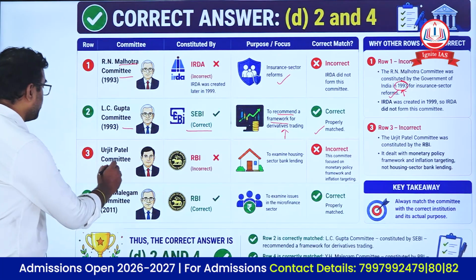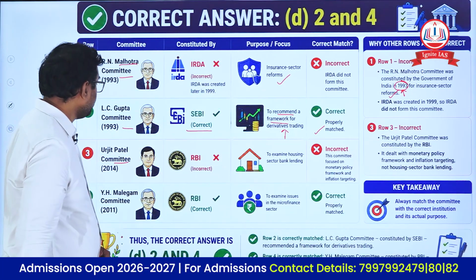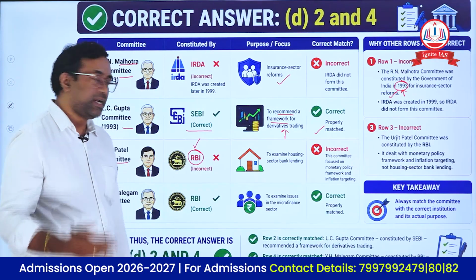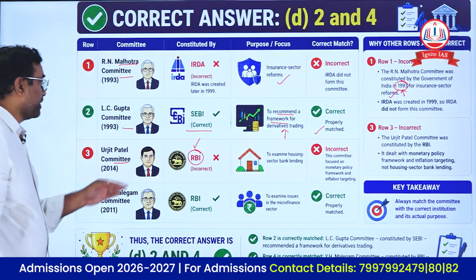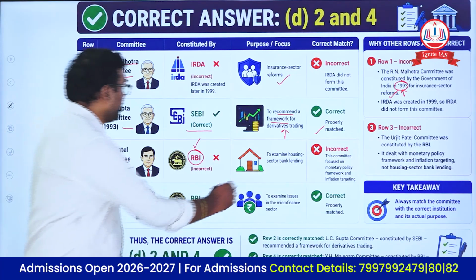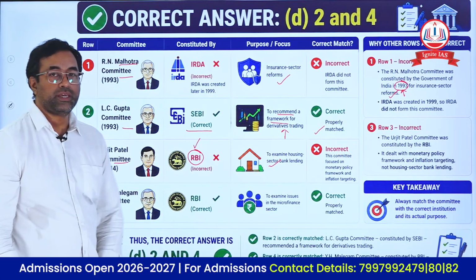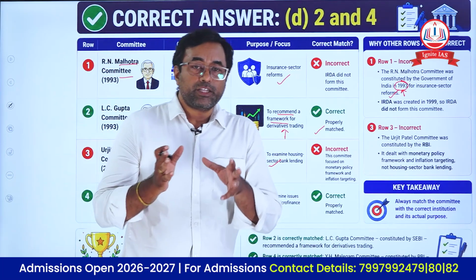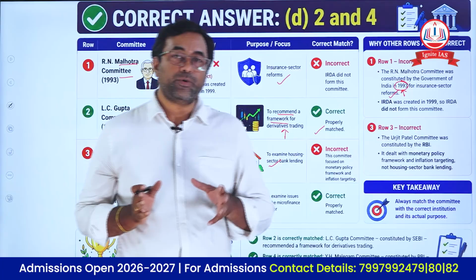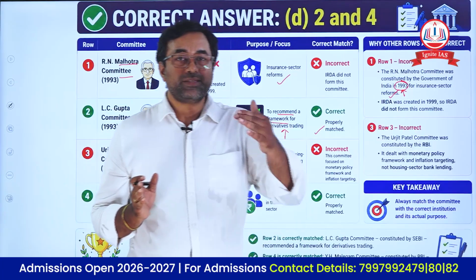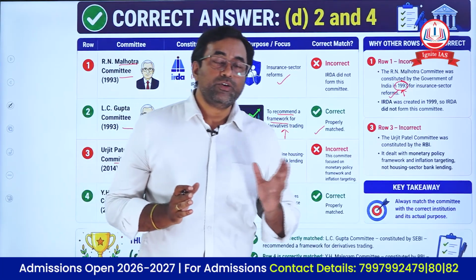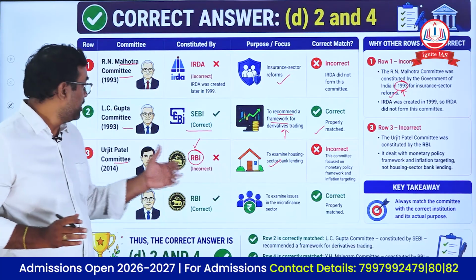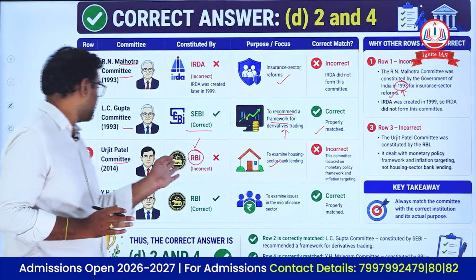And the third statement, Urjit Patel Committee. Here RBI is the regulatory authority which has existed from the start. It is not as per the Urjit Patel Committee, and saying it examined the banking sector is not correct. The Urjit Patel Committee was appointed in 2016 with respect to the Monetary Policy Committee, on how to control inflation. Those are the recommendations it gave, not related to the housing sector or bank lending to housing. So the third statement is wrong.